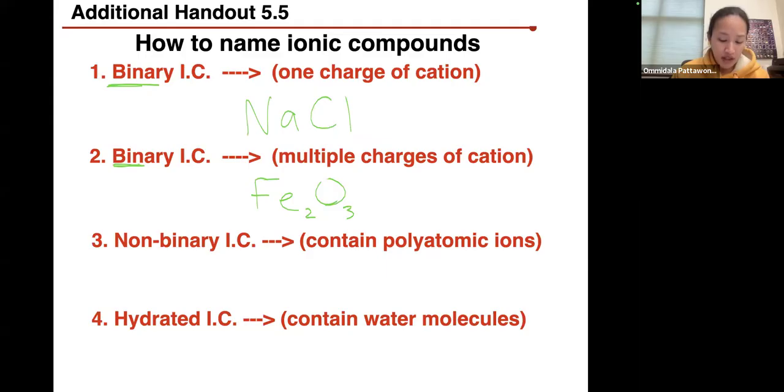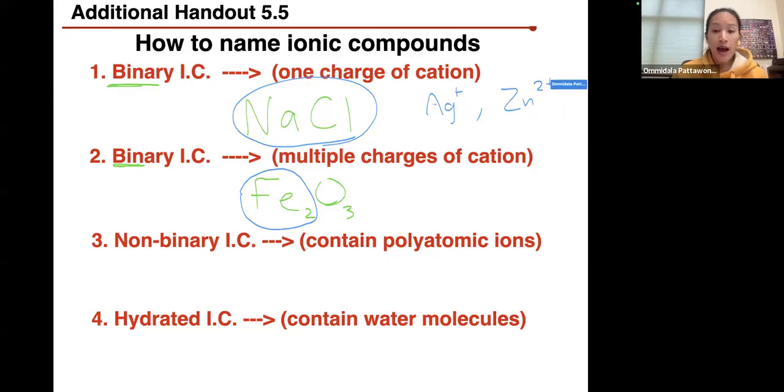The difference between the first and second naming systems is that in the first, you are looking at single charges. Remember, those are going to be part of the main group elements. In the second, you are looking at multiple charges. Those are going to be the transition metals, except silver and zinc, which fall into the first system. I'm going to go over how we can do that in just a few minutes, but I just want to give you a broad picture first.